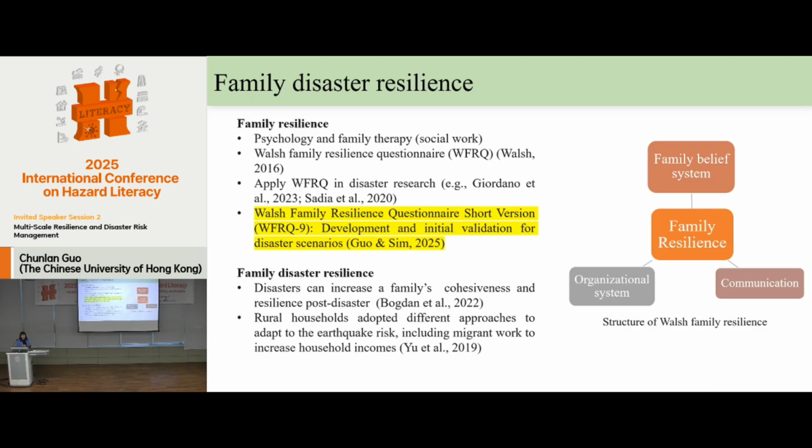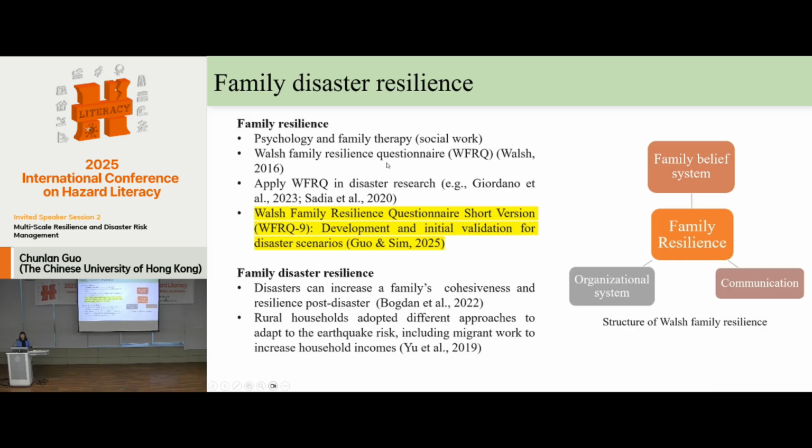And those who are interested in family resilience are in fact scholars from psychology or social work. There is a branch in social work, family therapy. They are very keen to understand family resilience. And Froma Walsh, the professor from the University of Chicago Department of Psychology, is well recognized as the mother of the family resilience framework.